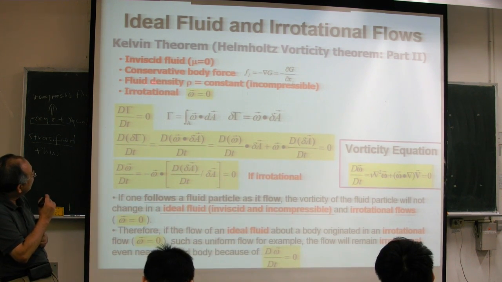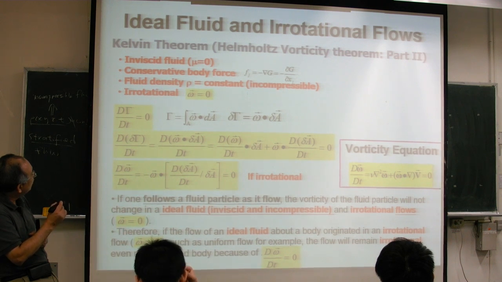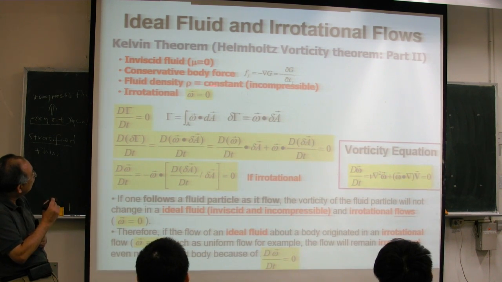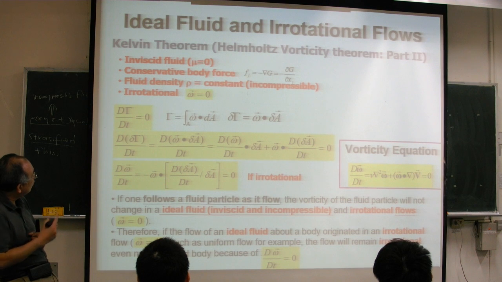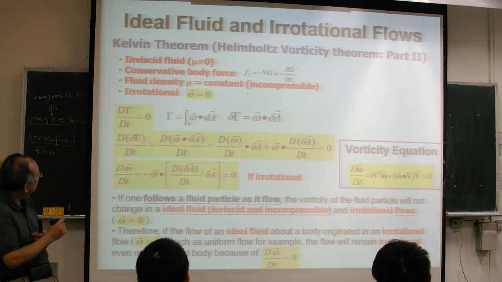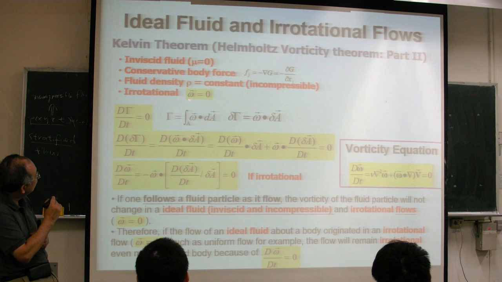And our fluid density is incompressible. For example, this is one special case: the rho is a constant all over the flow field. Irrotational, that means our vorticity equals 0.